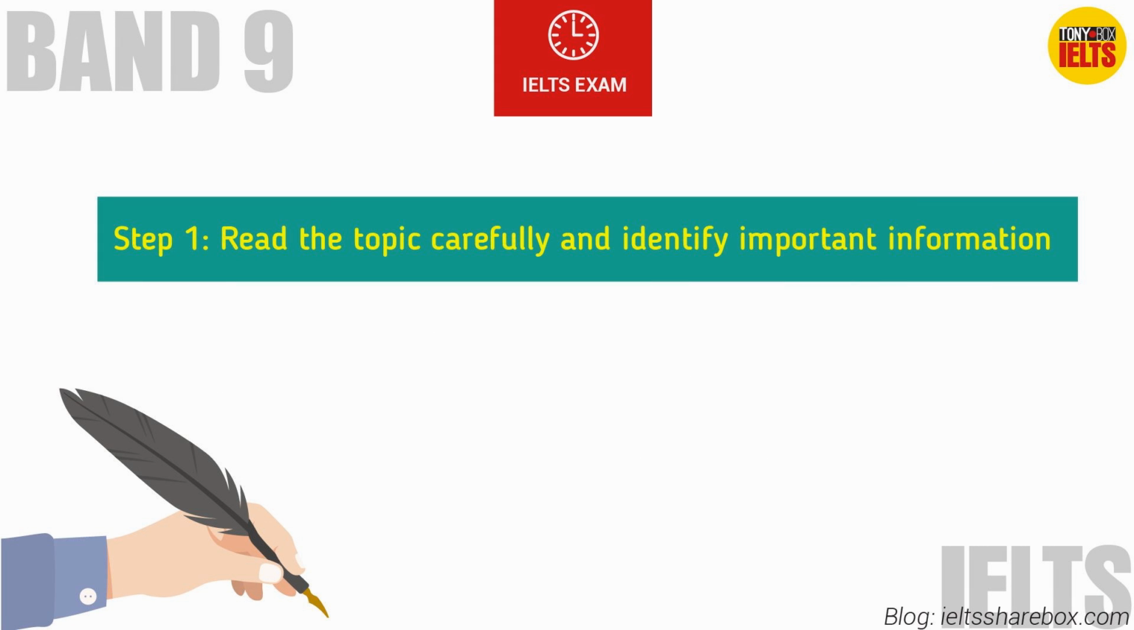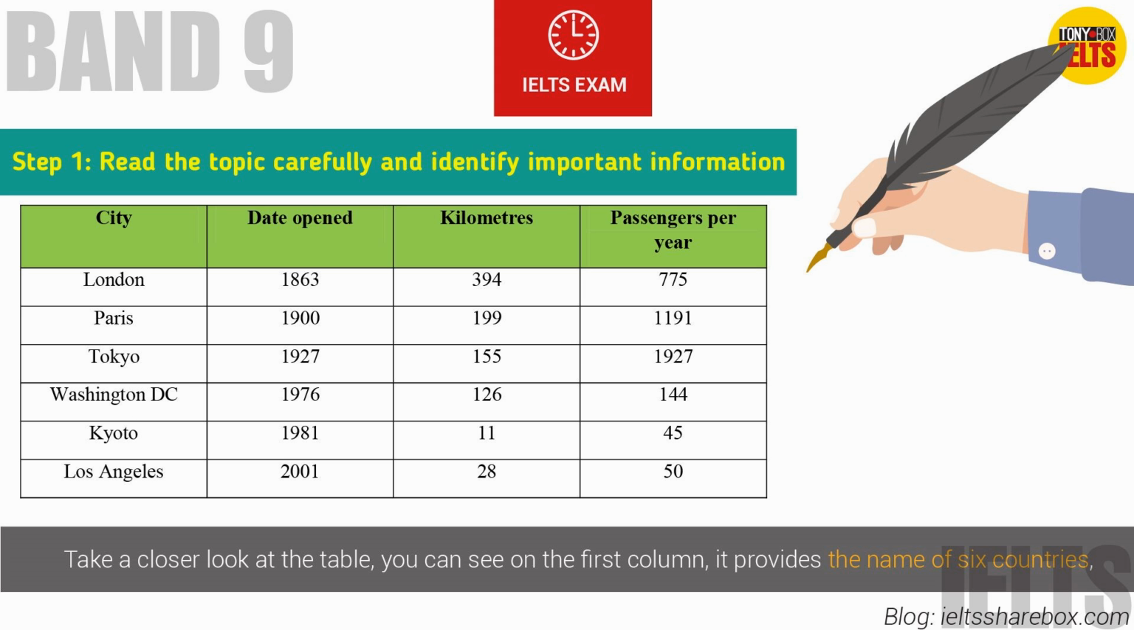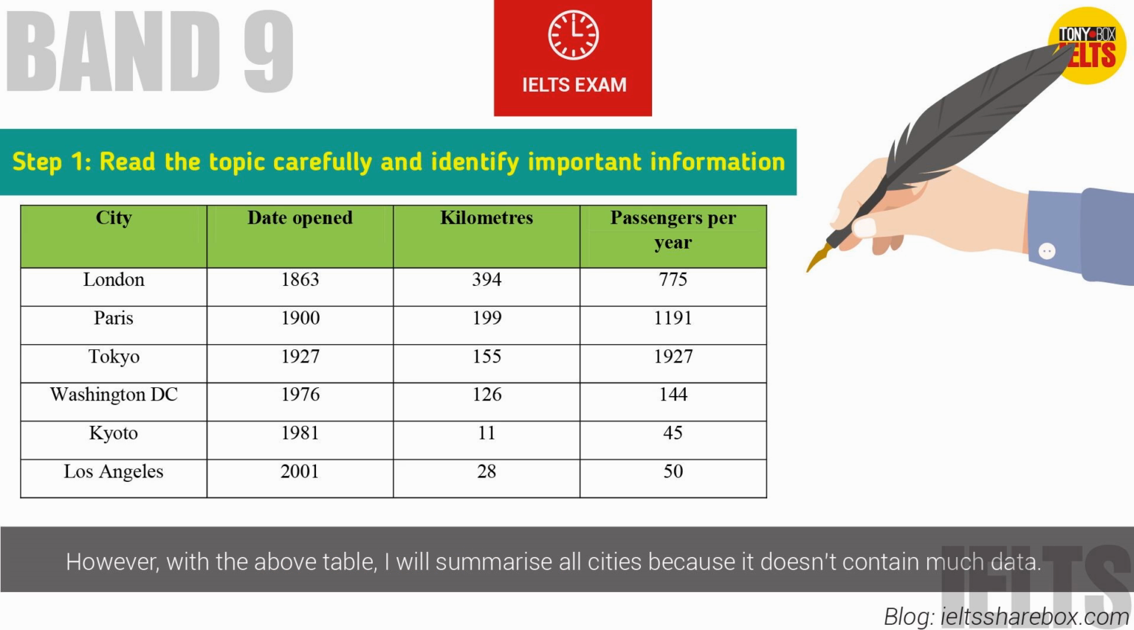Step 1. Read the topic carefully and identify important information. Take a closer look at the table. You can see on the first column it provides the name of 6 countries, and the data for each country will include date open, kilometers, and number of passengers. With the table, you need to determine what kind of information should be analyzed because you don't need to use all the figures given on the table unless necessary. However, with the above table, I will summarize all cities because it doesn't contain much data.